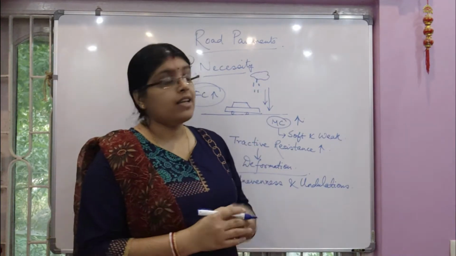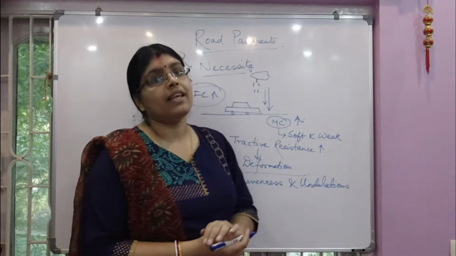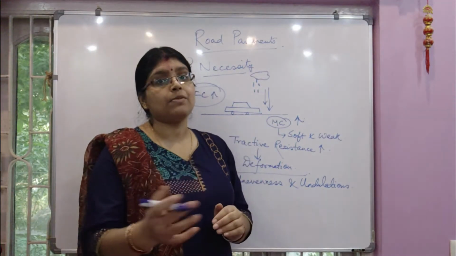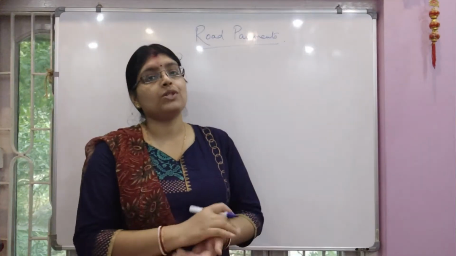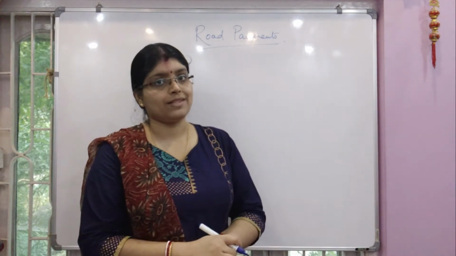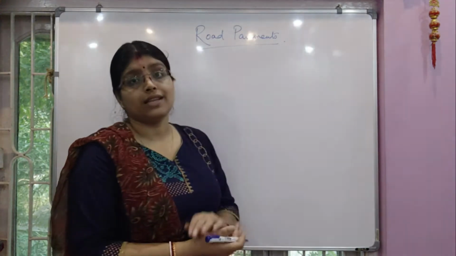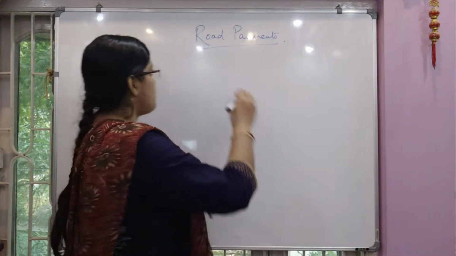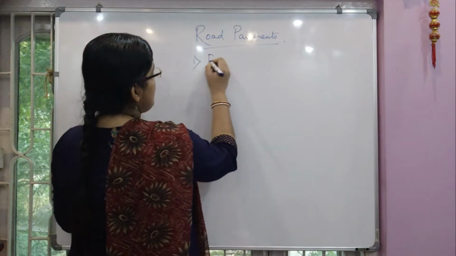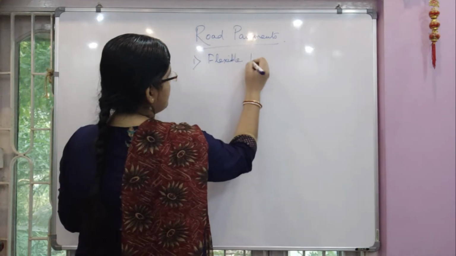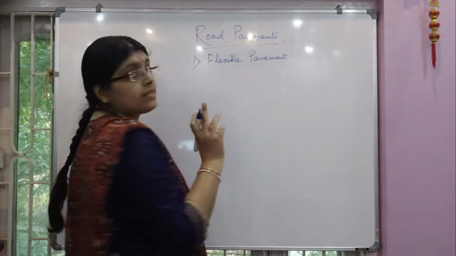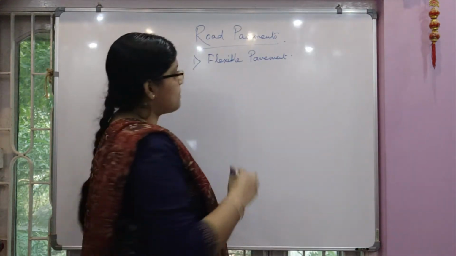Now, after studying the necessity of road pavements, we will understand what the different types of road pavements are. Now we are going to learn the different types of road pavements. Road pavements are generally classified into two types. The first is a flexible pavement and the second one is a rigid pavement.